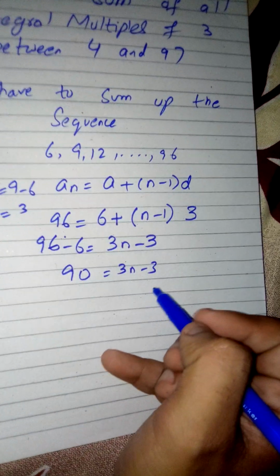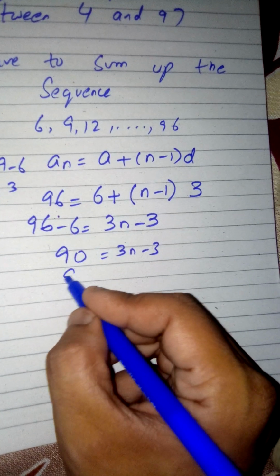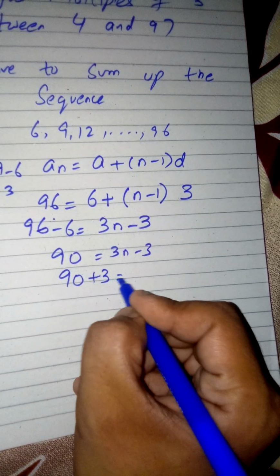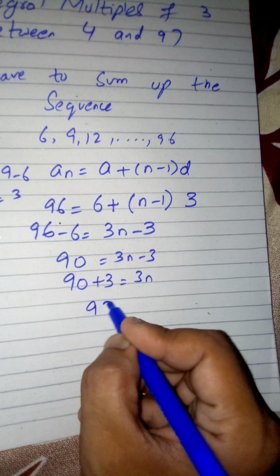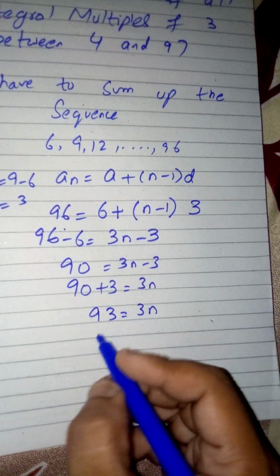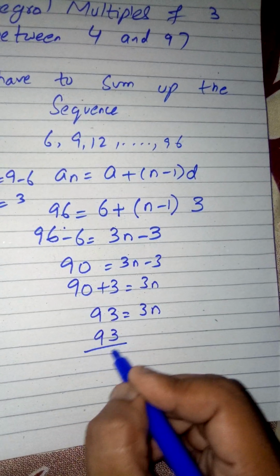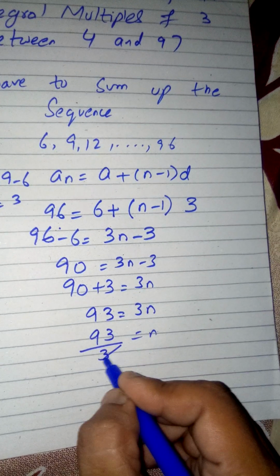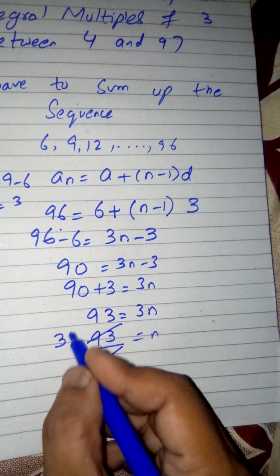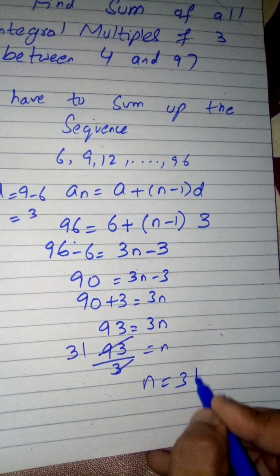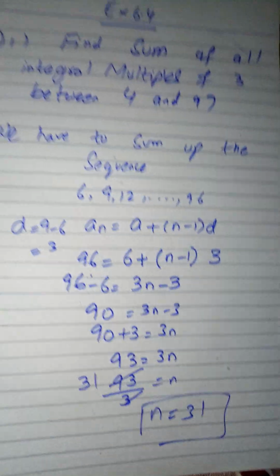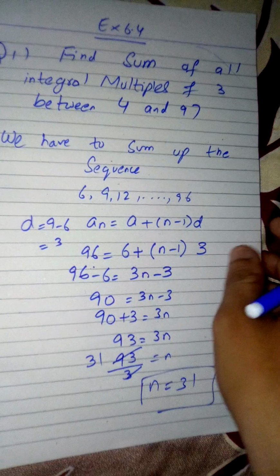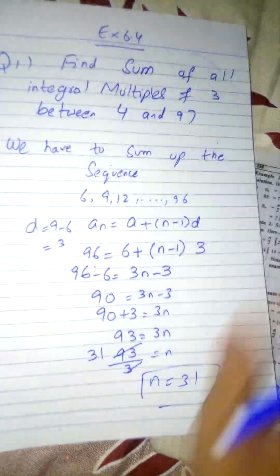Why do we have to find out the value of n? Because in the question we have to find the sum of all the integral multiples of 3 between 4 and 97, and the formula is Sn equals n by 2 into 2a plus n minus 1 into d. This is the formula for the sum of a series. We have to find the value of n so that we can put the value of n.